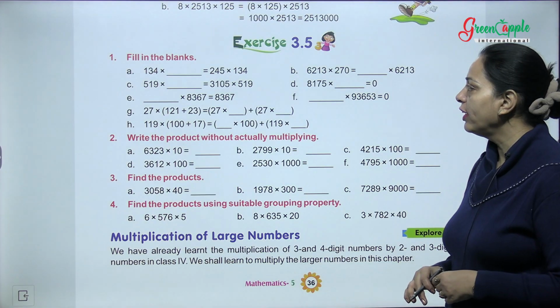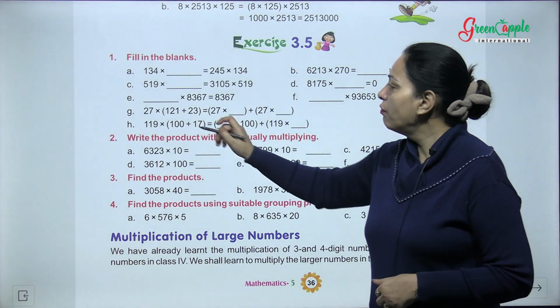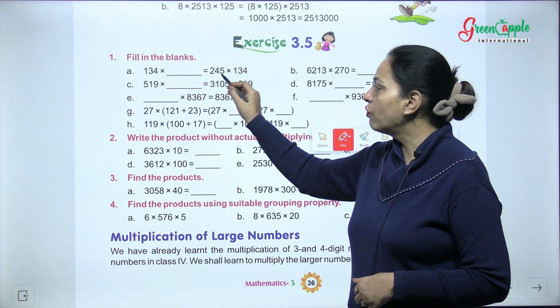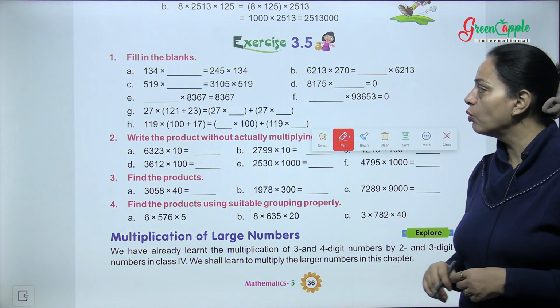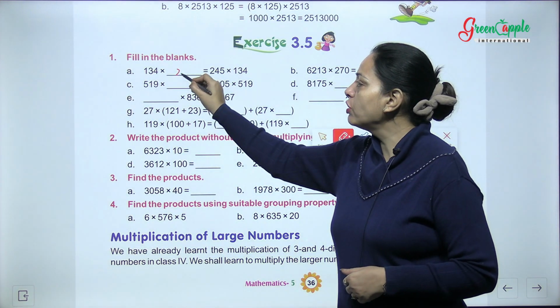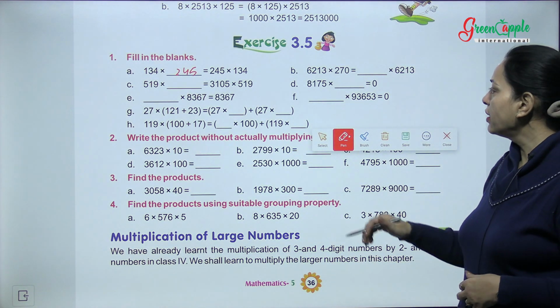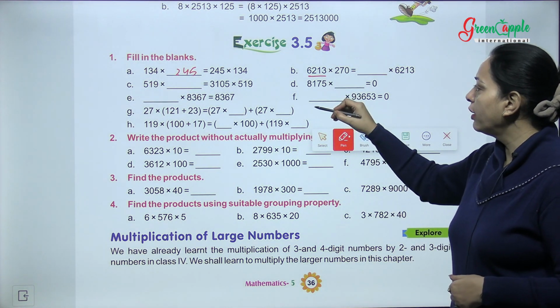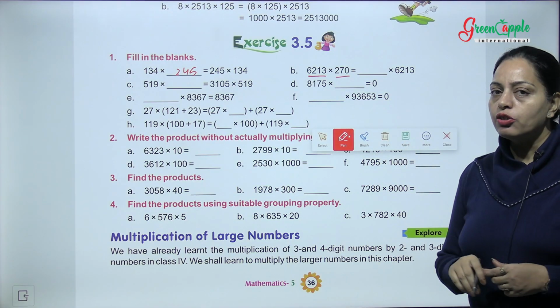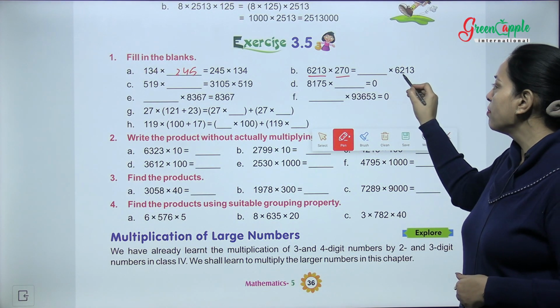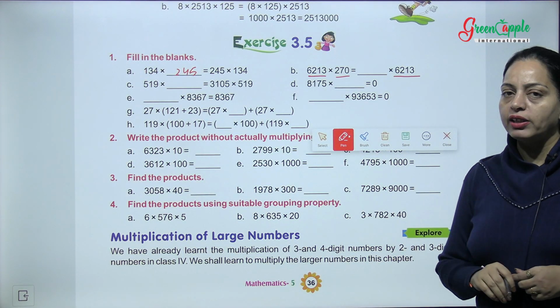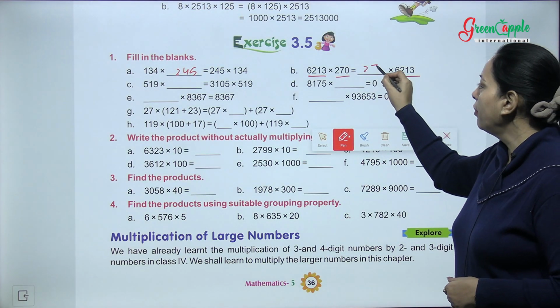Now exercise 3.5. Question number 1, fill in the blanks. A part: 134 into dash equals 245 into 134. So what will you get? 245. Now B part here: 6213 multiply 270 equals dash multiply 6213. So the second number, okay.